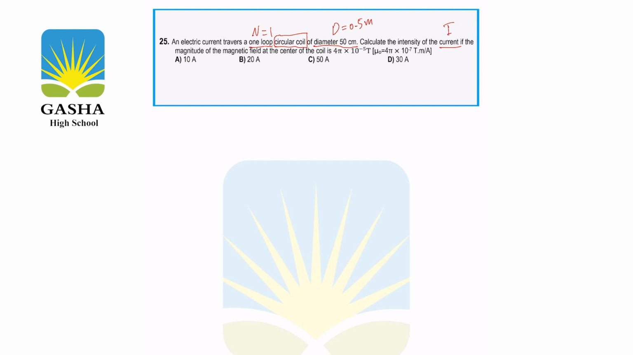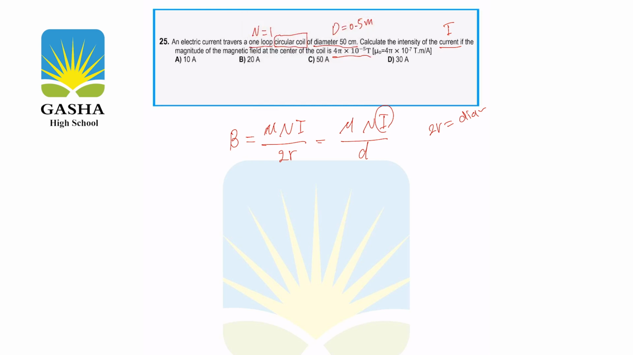So I is unknown. The magnitude of the magnetic field at the center of the coil is 4 pi times 10 to the power negative 5 Tesla, and we already have the magnetic permeability. In a circular coil, the magnetic field can be defined by the formula mu N I over 2R. 2R means diameter, so since we have a diameter, you don't have to convert it into radius. Just use this as the diameter, because 2 times radius is equal to diameter.